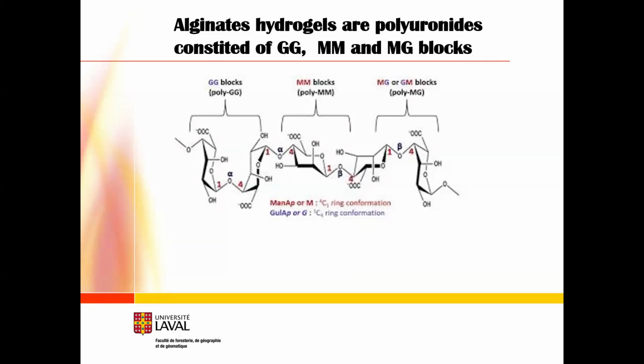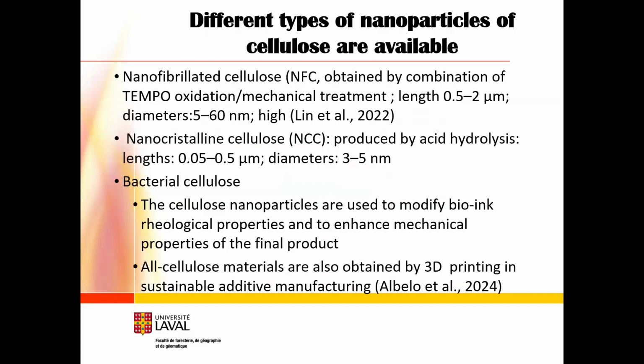And this is the short scheme of the alginate structure with the parts of mannuronic and guluronic acid and combination of two. And again, it is the combination that will define the properties of the matrices. This is very important. And then we have the different types of nanoparticles of cellulose which are available. We have seen some discussion about nanocrystals of cellulose. Here I just cite some of the dimensions, but there are different types of dimensions.